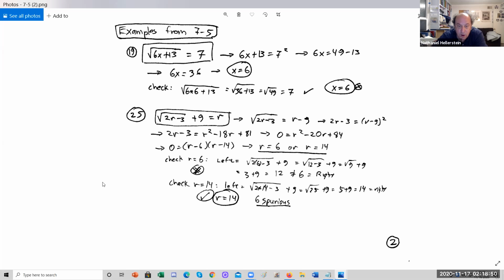So 6 doesn't work. Now try 14. Left side is root of 2 times 14 minus 3, all that plus 9. Is root 25 plus 9. 5 plus 9 is 14, which equals the right side. So yes, r equals 14 is the solution, and 6 is spurious.